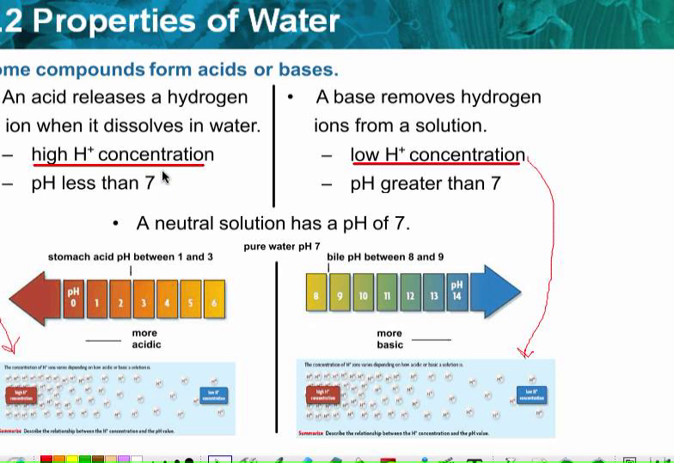So basically, you just need to make sure that you remember that the pH scale is based on hydrogen ion concentration. Acids have a high concentration, and bases have a low concentration.